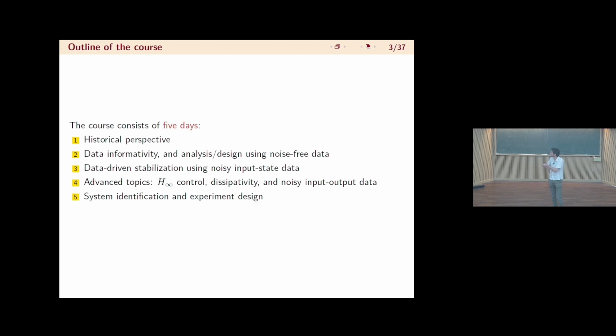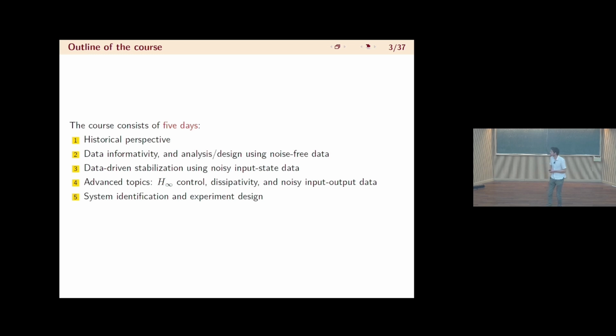And in day 4, we consider more advanced topics, like suppose that in addition to stabilization, you also have some performance guarantees that you want to achieve, like H-infinity performance. Or you want to verify dissipativity of a system. And there we also make the extension to input-output data. So in day 2 and day 3, we will focus on the input state data case.